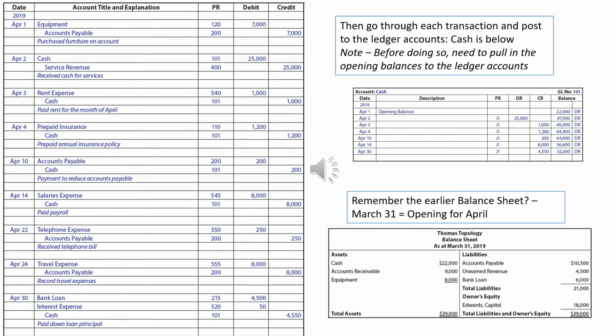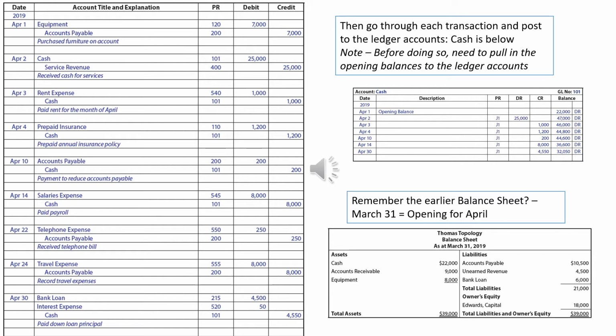In order to start any of your ledger transactions, the first item you want to put on is your opening balances. And remember, your opening balance for April 1st is the same as your closing balance as of March 31st. So I've included a copy of the balance sheet, which indicates our cash opening balance, otherwise closing as of March 31st, was $22,000, and because it was a normal balance, it is a debit. So we've indicated April 1st an opening balance for $22,000 as a debit balance.